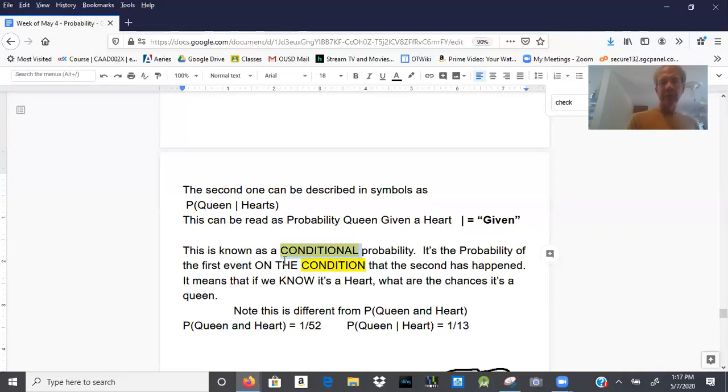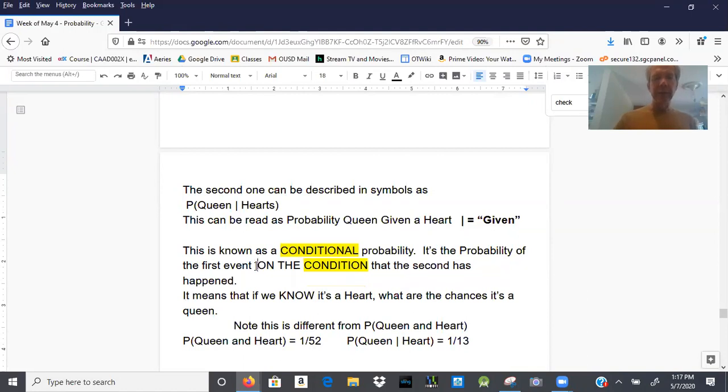has already happened. So this is in order. I'm going to say first event listed, then the second event listed. The thing that comes second is actually what's happened already. The thing that comes first is what you're asking the probability of. So this thing, probability of a queen given hearts, means that I know it's a heart. What are the chances of the queen?